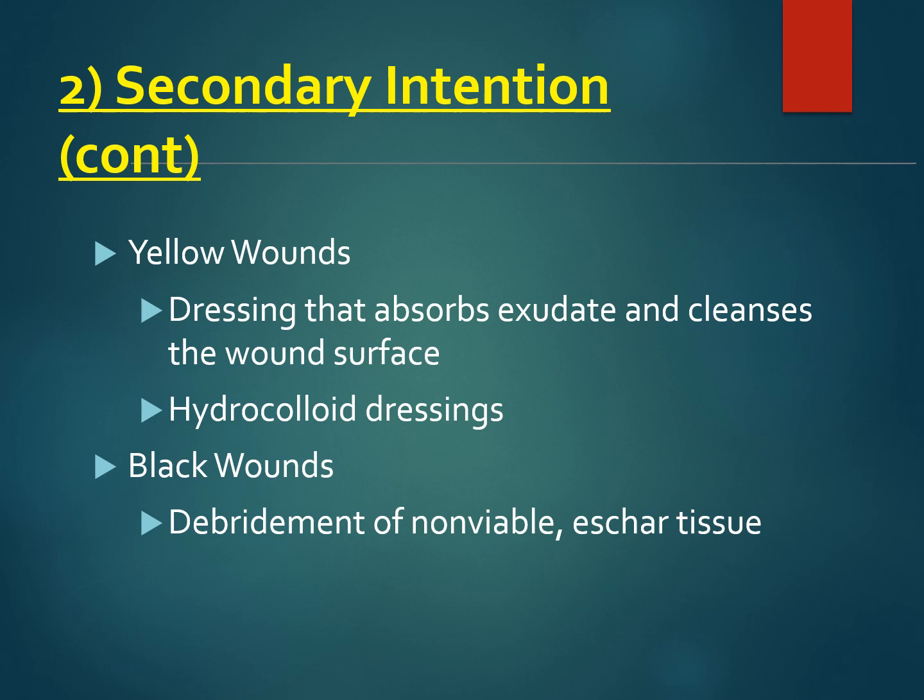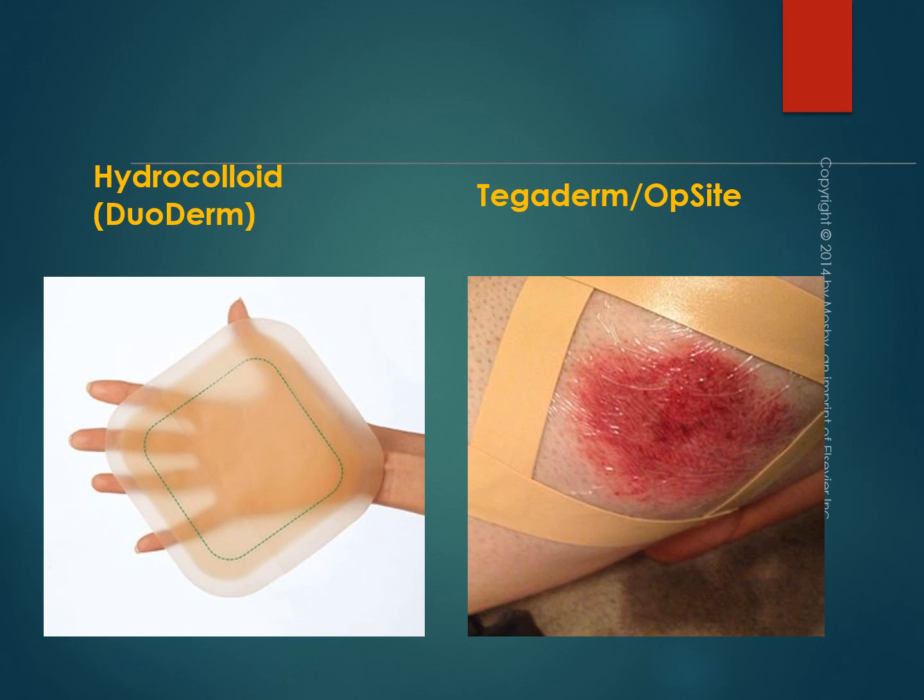And then black wounds. Usually you got to get rid of the black wound first. So debriding is the first method. Usually it depends on the amount of debris, the condition of the wound, how much eschar tissue there is. So there could be some different options there. So this is showing two different dressings, the hydrocolloid on the left, which needs to be left for up to 7 days, and the Tegaderm Opsite on the right.